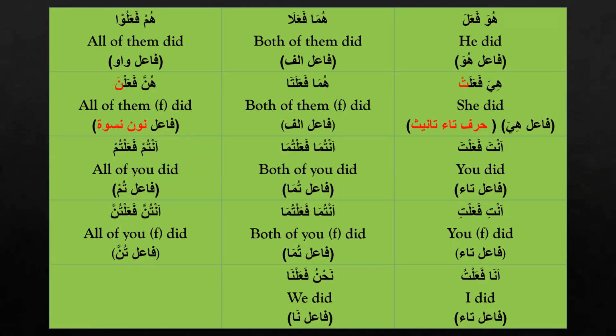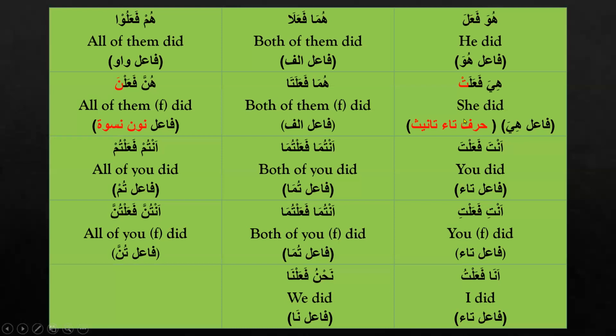Okay, so let's read the chart. Huwa fa'ala, he did. What is the file here? File huwa, damir mustatir. Here again, huma fa'ala, both of them did. File is alif here. Hum fa'alu, all of them did. File is wow here.